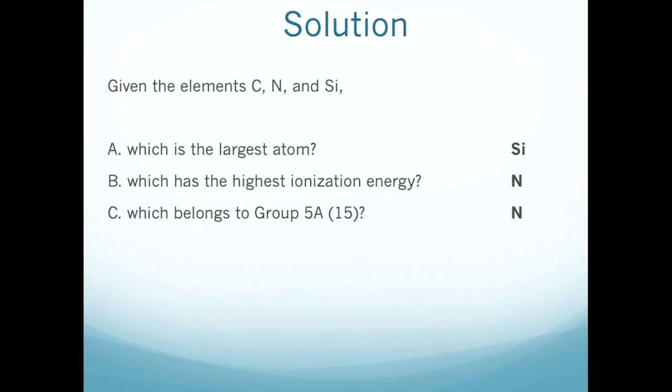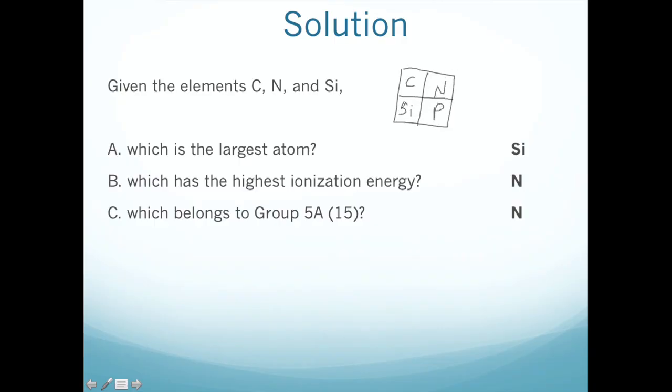Okay. But a question I often get at this point is, which of those changes is bigger? When you're going down, let's say you had two elements which were right next to each other. Okay, so let me give you an example here using those same three elements, but let's add a fourth one here. So let's say we had carbon, silicon, nitrogen, and phosphorus.